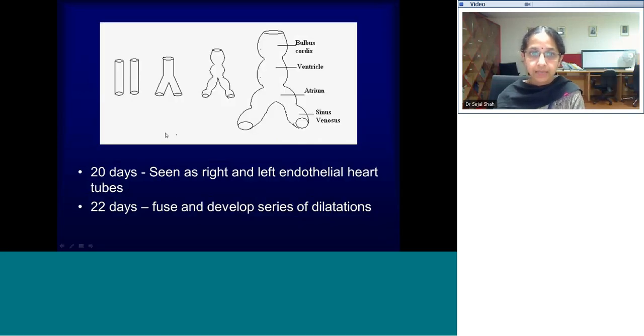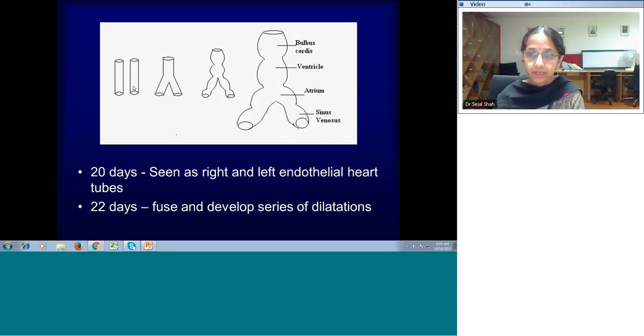To start with, there are two endothelial heart tubes, the right and the left, and this happens by 3 weeks of gestation, which over time partially fuses. The fusion typically happens throughout except on the caudal aspect.